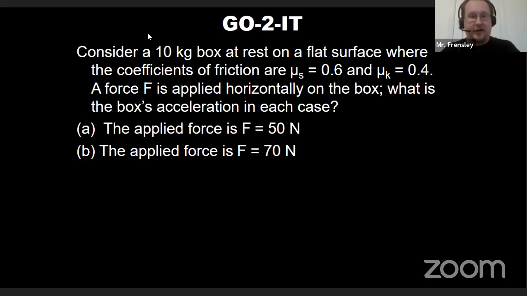10-kilogram box, use g equals 10. It's on a flat surface. The coefficient of static friction is 0.6, and the coefficient of kinetic friction is 0.4. We're going to apply a force F to the box. There are two parts to this problem. Part A has one F force and part B has a different F force. What is the box's acceleration in each case? Part A, we apply a 50 Newton force to this box. Part B, we apply a 70 Newton force. Each one is going to give a different acceleration. I'm going to give you 2 minutes to crunch this over. On your mark, set, go.